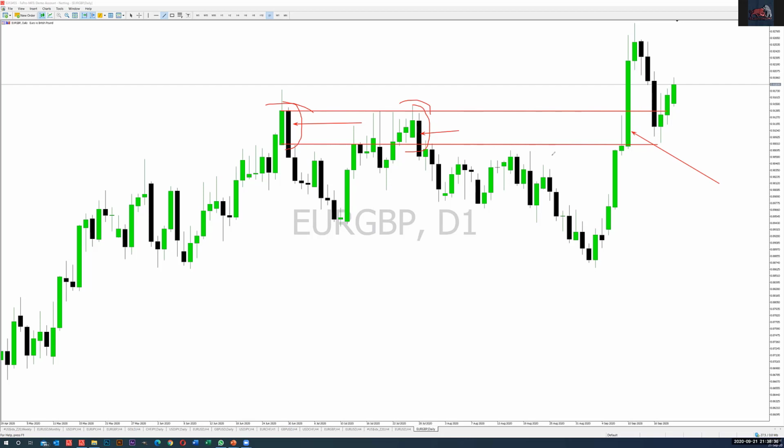Now, basics of supply and demand. This move up here, when price comes back, we look to be a what? A buyer. From the engulfing candle. And you can see that's exactly what happened.